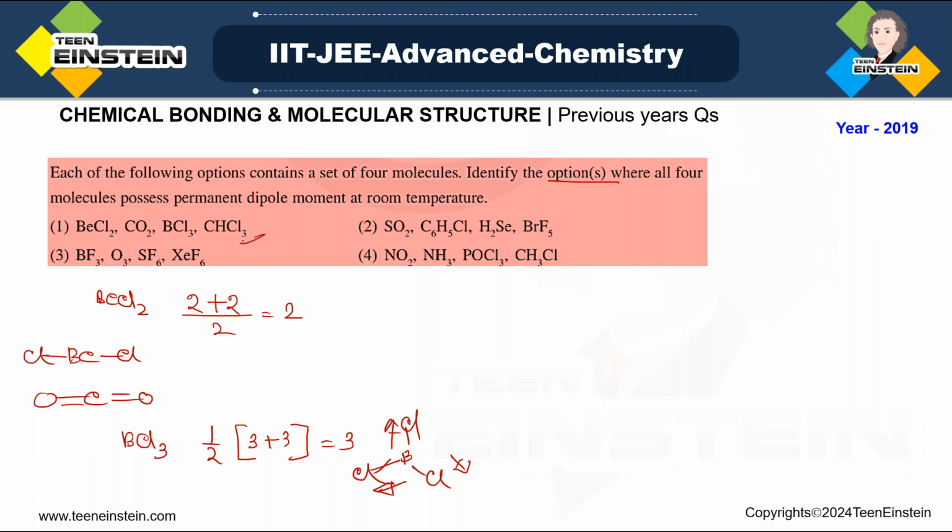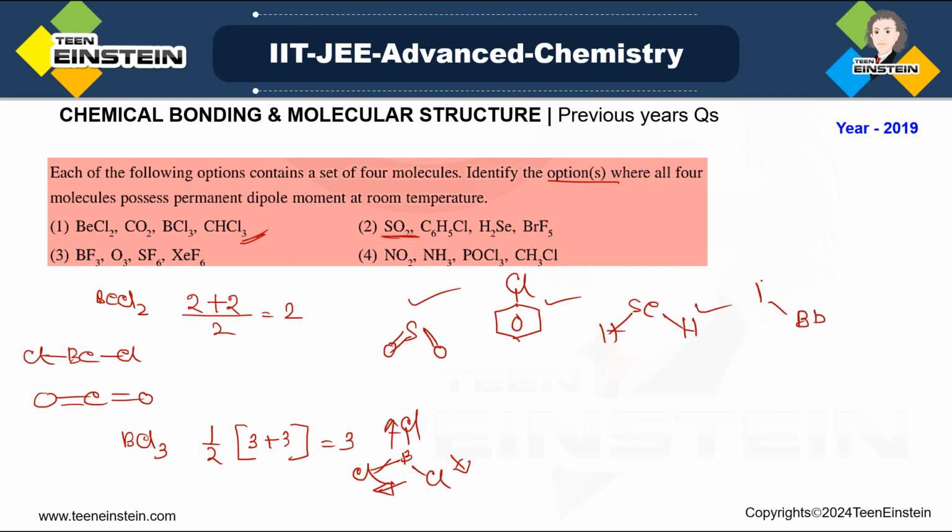Now CHCl3, it has dipole moment that we know. What about SO2? SO2 is bent structure like this. You can simply calculate steric number. Because of lack of time, just doing it fast. Then C6H5Cl, that also we know there will be polarity. Then H2Se, it is just like water molecule because selenium is also from group 16, right? So it is having polarity, there is polarity, there is polarity.